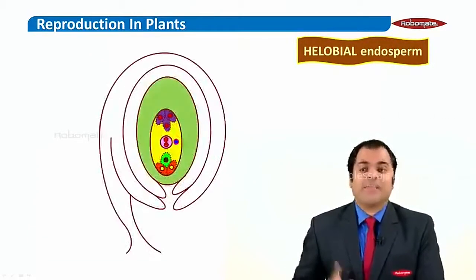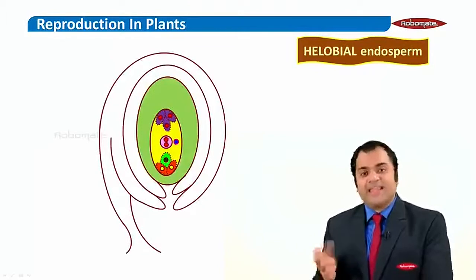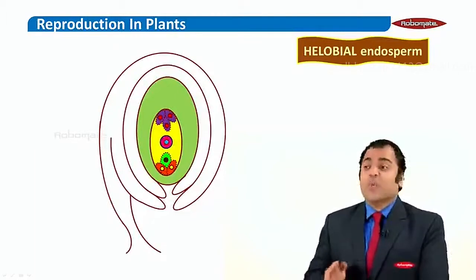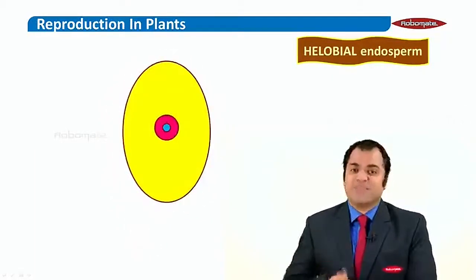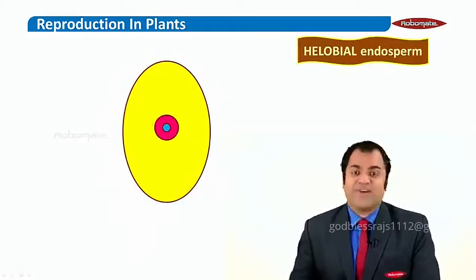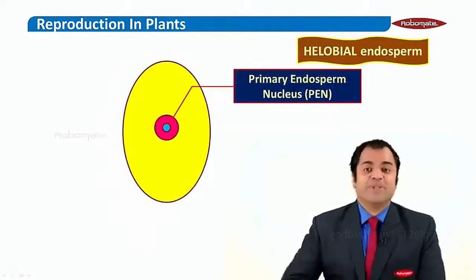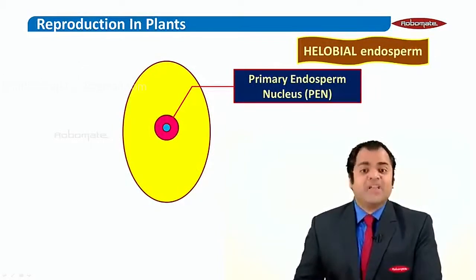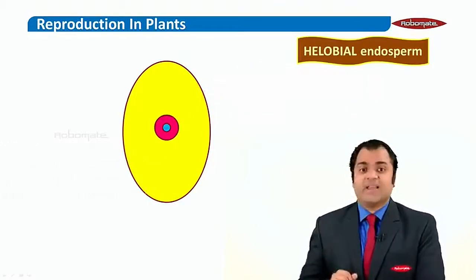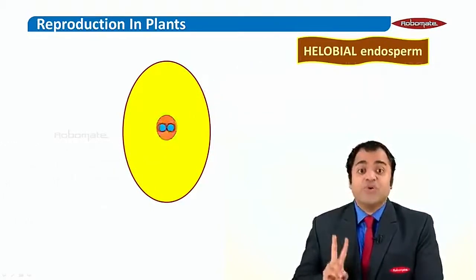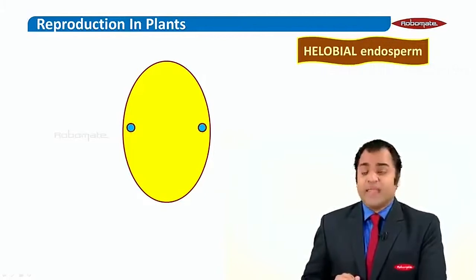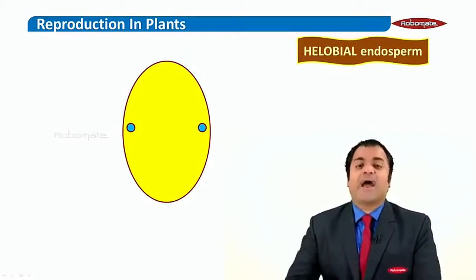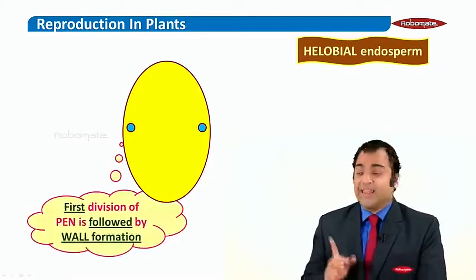Okay, so let us see the picture again. What you are seeing again is the same picture where the second male gamete fuses with the secondary nucleus and forms this triploid structure which we all know is called the primary endosperm nucleus, or PEN. Let us see what happens here. Initially, what you will see is that the single cell will divide and give you two nuclei. Is it okay? Now, the first division of the PEN will be followed by wall formation, something like this.